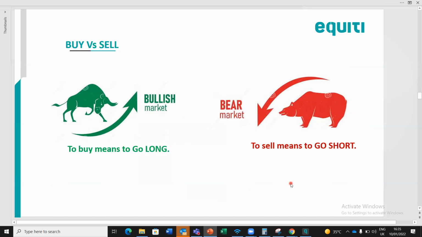So let us quickly look at the buy versus the sell. On the platform, like I have earlier mentioned, if you click on buy, what your broker understands is that prices are going to go up. Prices are going to appreciate. That is what it simply means. To buy means to go long. So when you say long gold, what it simply means is to buy gold. And when you say short gold or short Euro USD, what it simply means is sell Euro USD or sell gold.